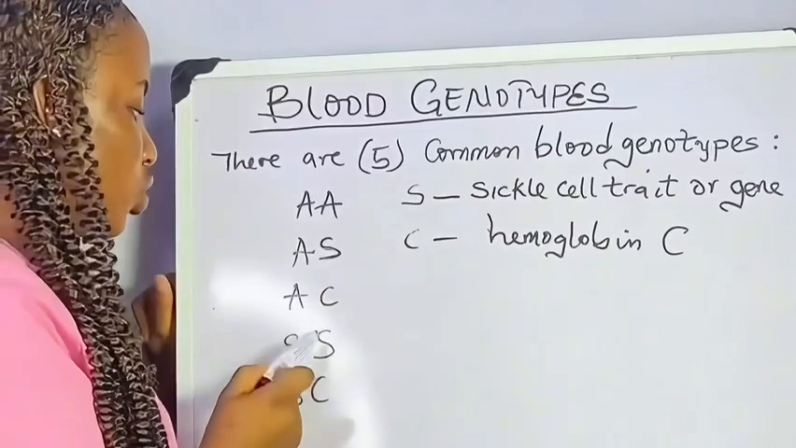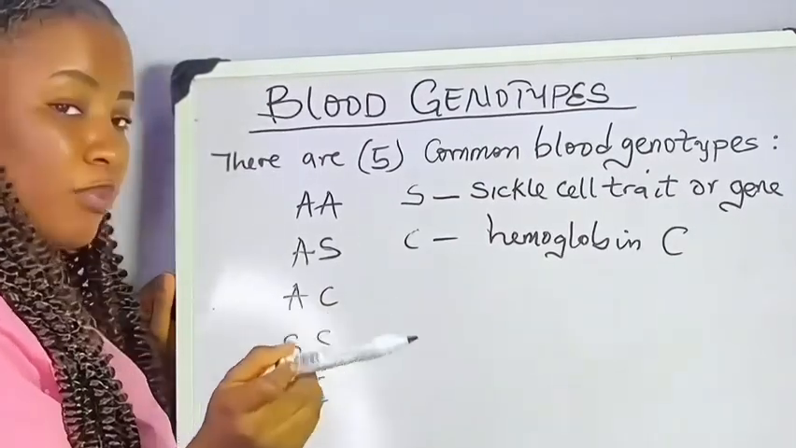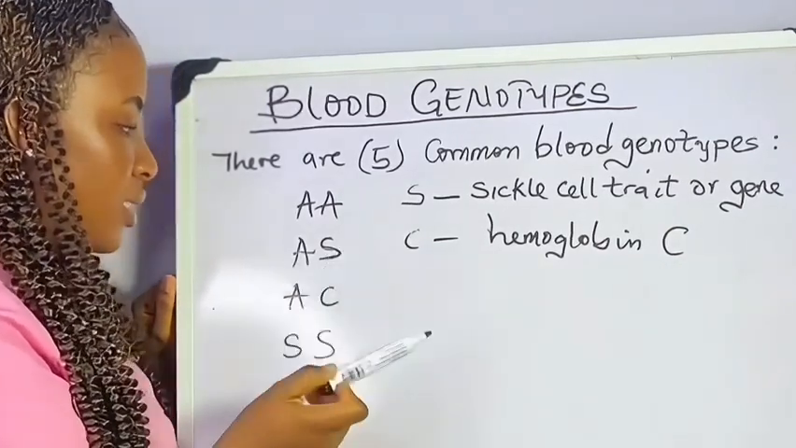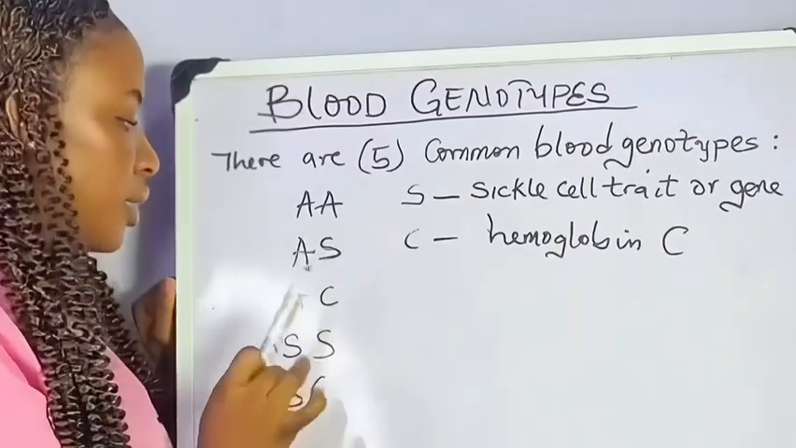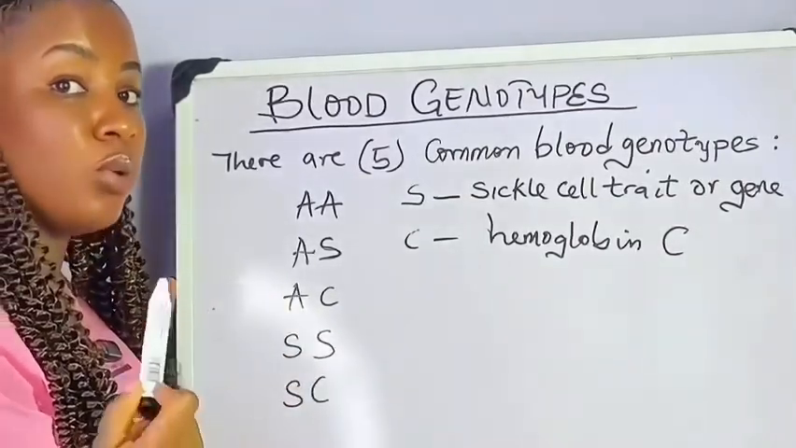Now, people with blood genotype AC have 1 normal gene, which is A, and 1 abnormal gene, that is hemoglobin C, which is this C. They are almost the same thing like this AS because they are usually healthy. It is harmless. AC is harmless, but the problem sets in during marriage depending on who they marry.